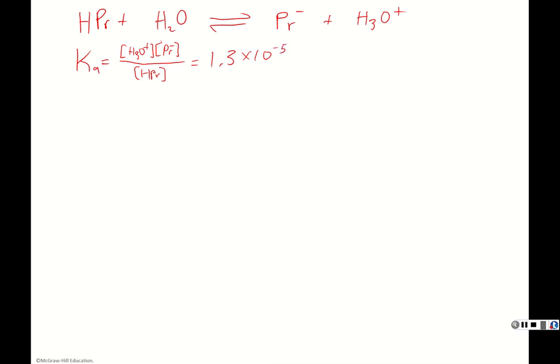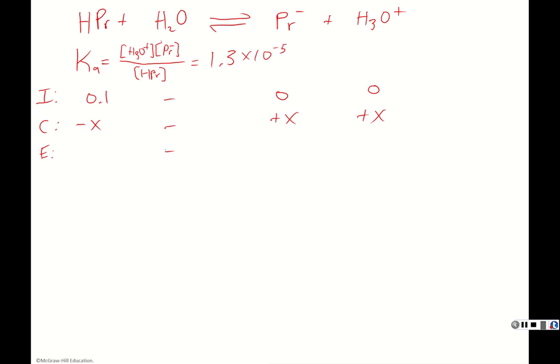So now we can construct our ICE table. Initial concentration, change in concentration, and equilibrium concentration for all of our components. Initially we had 0.1 molar of our acid. Water we don't have to consider because it's a bulk solution, and we don't have any of our products to start. The change is going to be minus X. For our weak acid, some of it is going to dissociate, and the amount that dissociates will be an increasing amount of our conjugate acid and base.